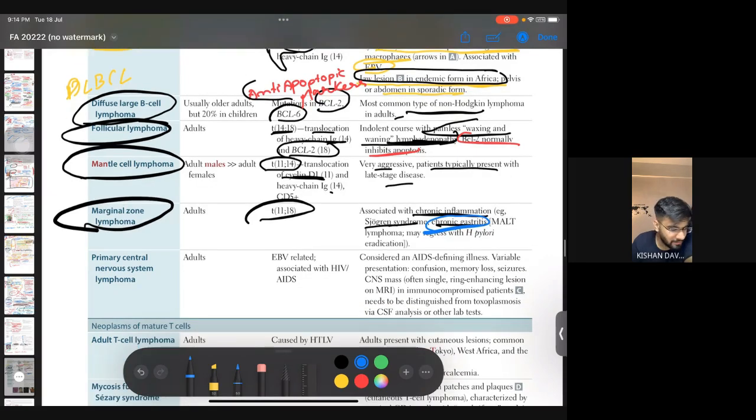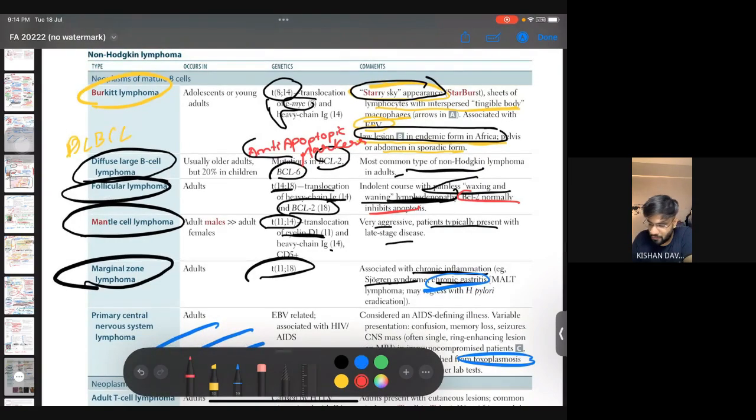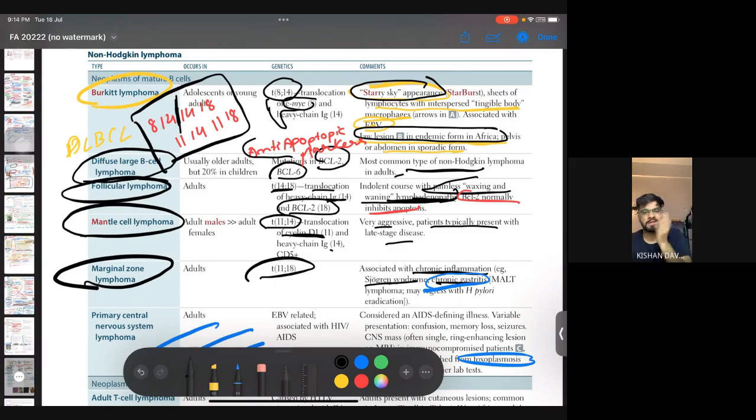Coming to primary central nervous system lymphoma, you can ignore this. Just remember the toxoplasmids that will be doing it in the microbiome class. Now, the mnemonic for you over here is like a phone number. 8, 14, 14, 18, 11, 14, 11, 18. This is how you are going to remember. But in between remember there is DLBCL also. So remember like this: 814 slash 1418 1114 1118.